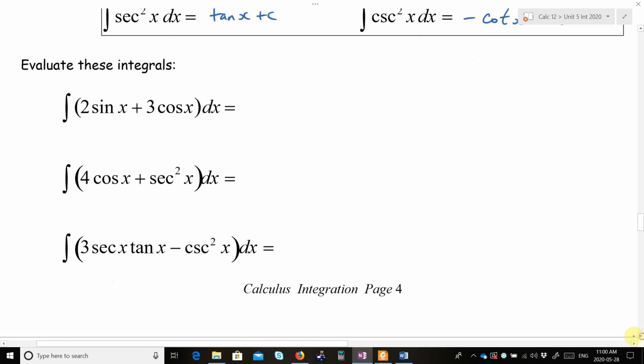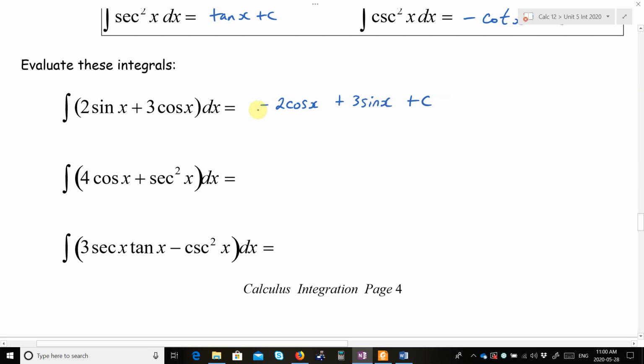Okay, so now we can evaluate these integrals. The integral of 2 sine x is going to be negative 2 cos x. And the integral of 3 cos x will be plus 3 sine x plus c.